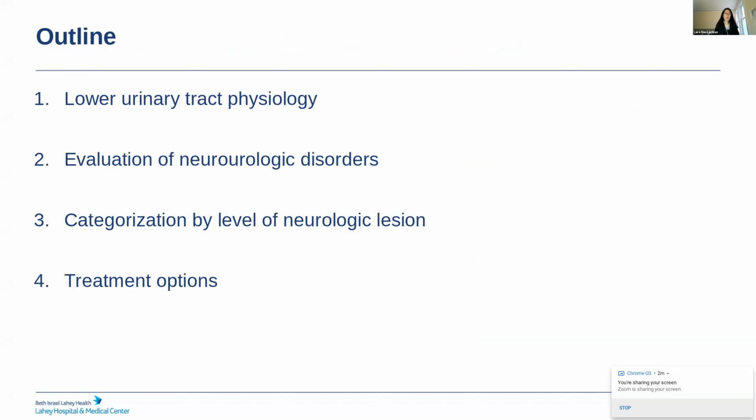So here's a brief outline of my talk today. We're going to talk about the normal lower urinary tract physiology. We'll talk briefly about evaluation of neurourologic disorders. We'll talk about the categorization of disorders by level of neurologic lesion. And then we'll briefly also talk about treatment options.